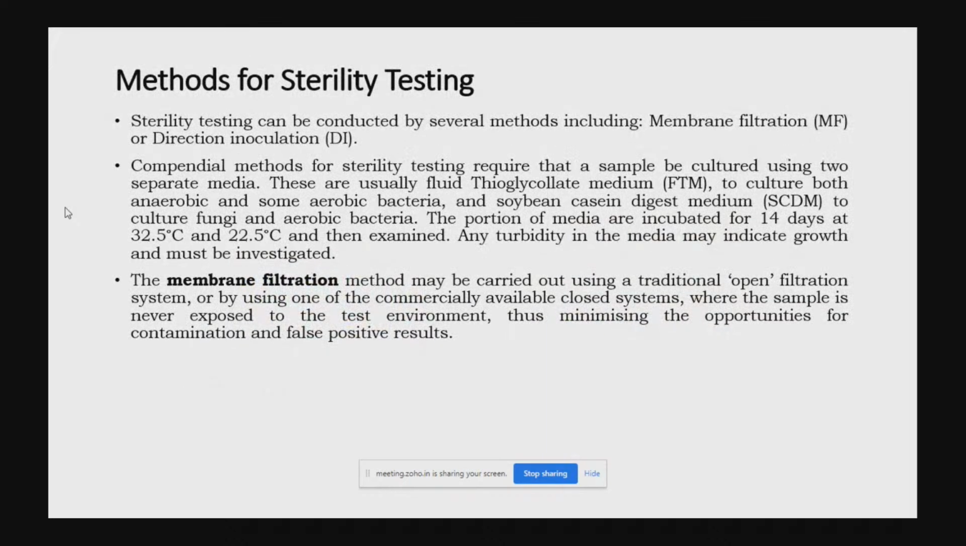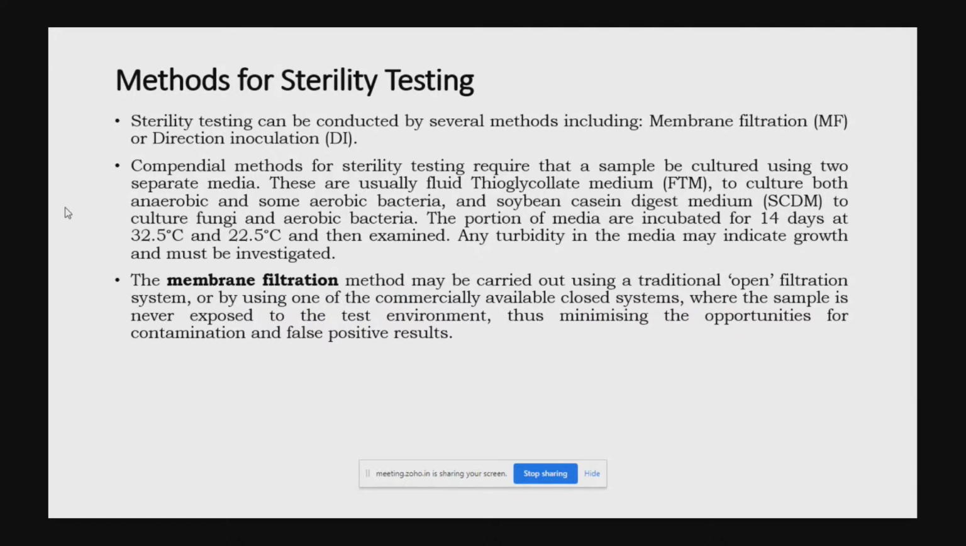So how can we do the sterility test by membrane filtration? First of all, there are two techniques for the sterility test. One is the membrane filtration technique, and another one is the direct inoculation technique. We utilize the membrane filtration technique when the product is water soluble and it is easily transferred through the 0.45 micron filter. But for some products which are not able to be filtered through the 0.45 micron filter, in that condition we need to go by the direct inoculation technique.